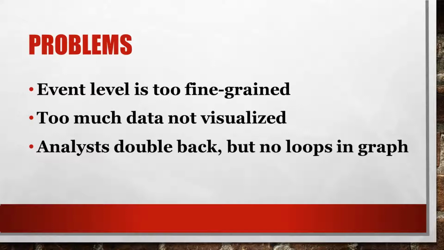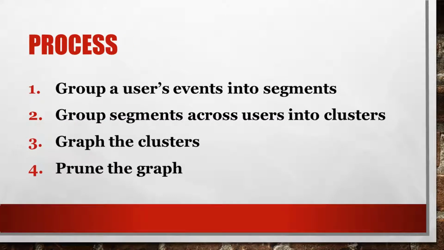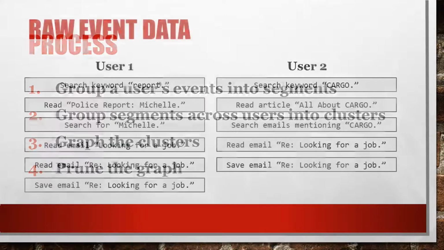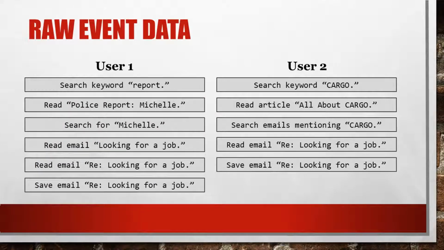Also, the structure learning technique that we used doesn't allow for loops, and we found that analysts frequently doubled back, revisiting old search queries or rereading documents. We want our visualization to be able to express this cyclic process. Here's our improved process. First, we grouped related events in each user's log into segments. Then we compared those segments across users to find common activities and grouped those common segments together into clusters. Then we built a graph out of those clusters and applied some simple pruning techniques to make the graphs more readable.